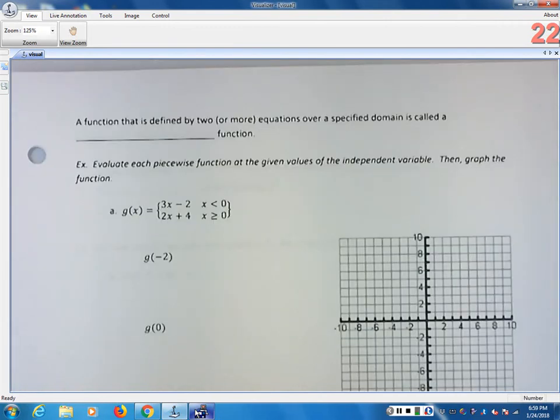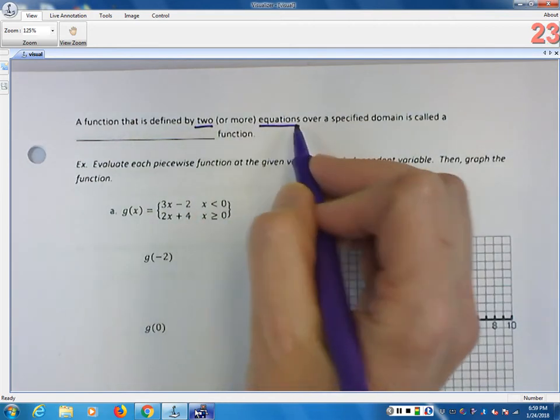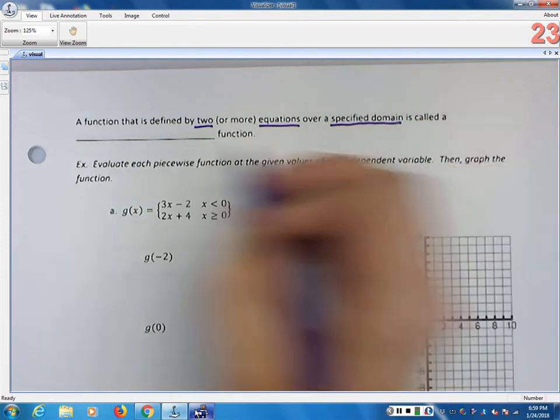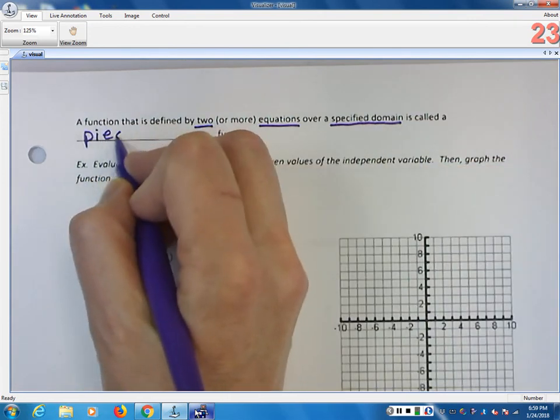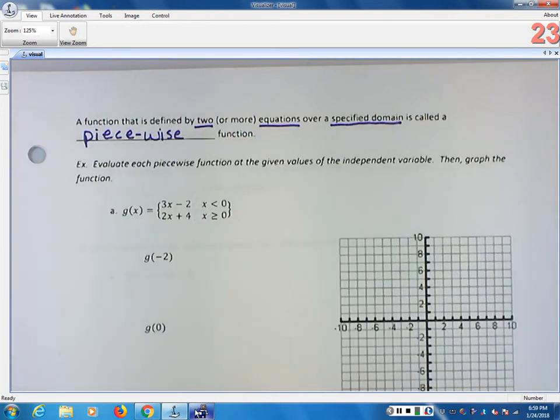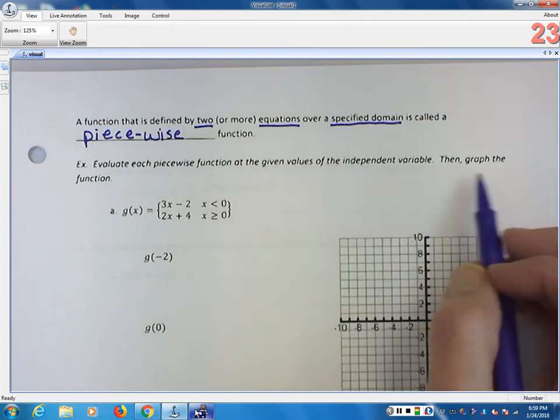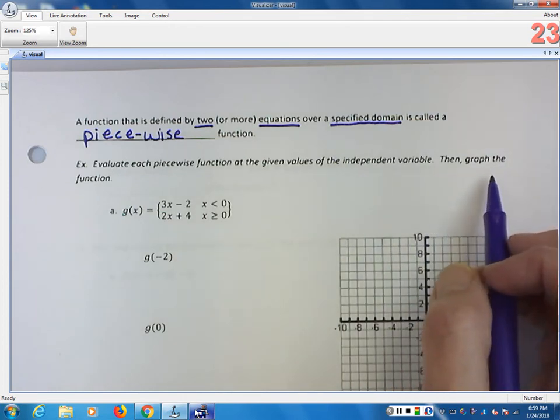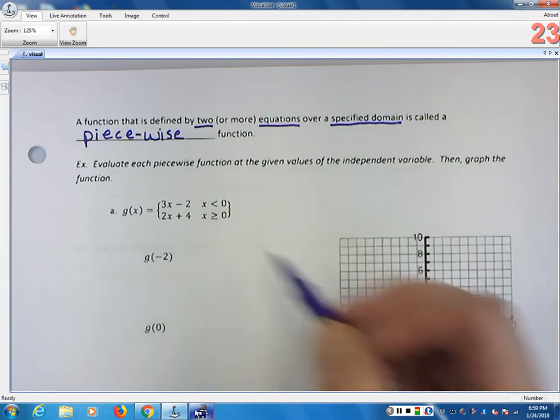All right, and we're going to do piecewise functions now. This is the worksheet that's due Friday, piecewise functions. So, a function that's defined by 2 or more equations over a specified domain is called a piecewise function. We're going to evaluate each piecewise function at the given values of the independent variable and then graph the function. But we're really going to make 2 tables of values.